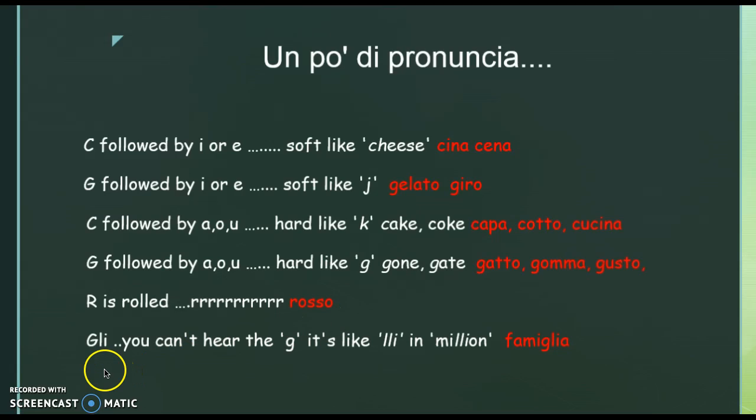Another tricky sound is the GLI. You can't hear the G, it's more like li in million. Famiglia.